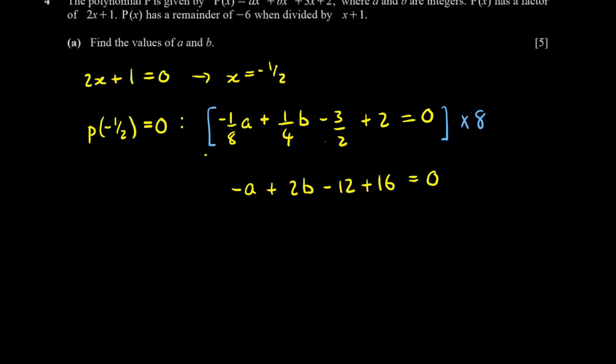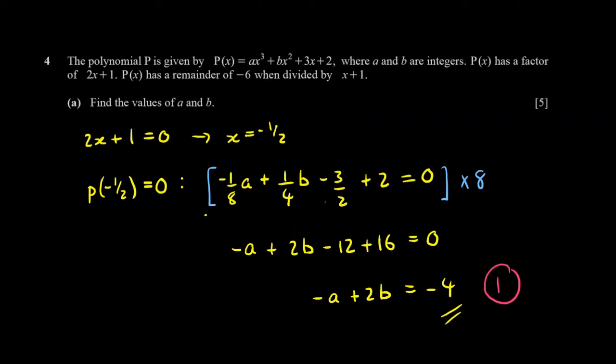And we'll just simplify that a little bit. We get -a plus 2b is equal to -4, because -12 plus 16 is +4, but I bring it to the other side. I'm going to label this equation 1, because we're going to get another equation in a moment.